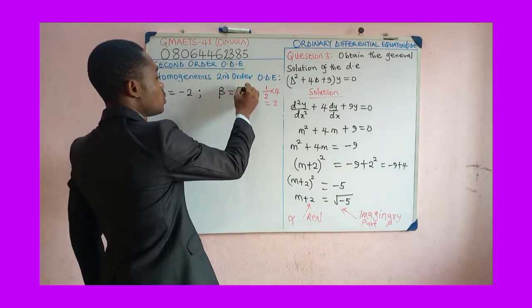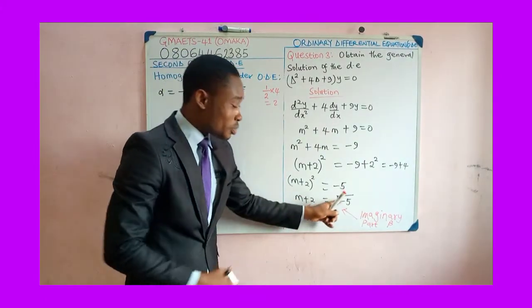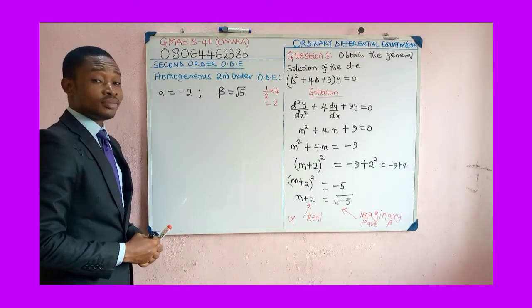So you're going to have √5, just like that. No minus again, okay? This minus is just to tell us that this part will produce the imaginary part where you get your beta. My problem is solved.